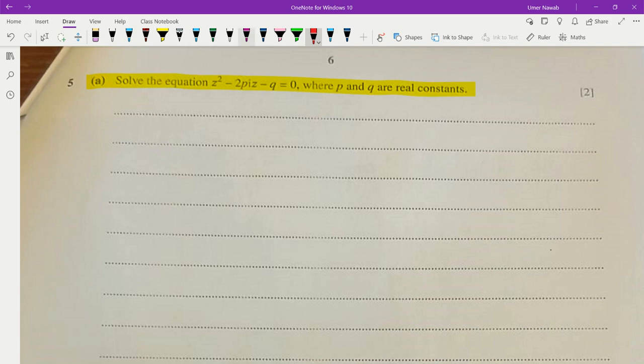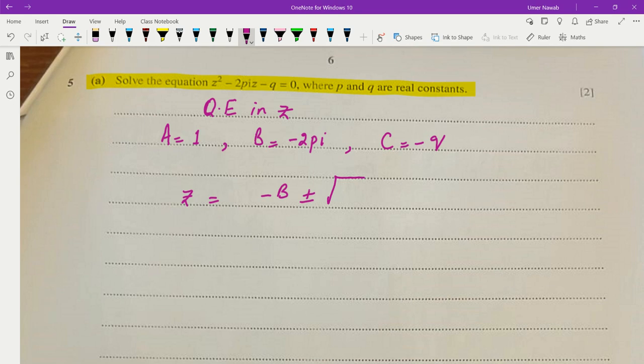So try to identify the coefficients. The coefficient of z squared I call a, and it is 1. The coefficient b in this equation is minus 2p iota, and the constant is negative q. The equation is quadratic in z. Now, as per the quadratic formula, z equals minus b plus minus the square root of b squared minus 4ac, whole over 2a.